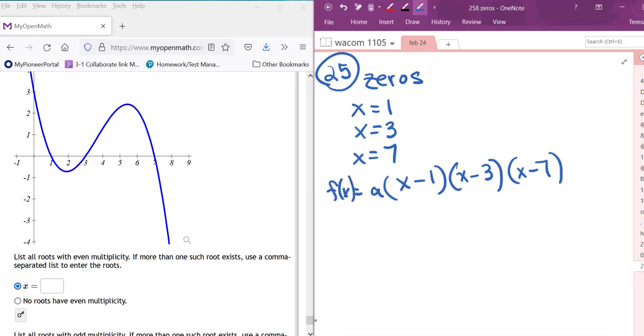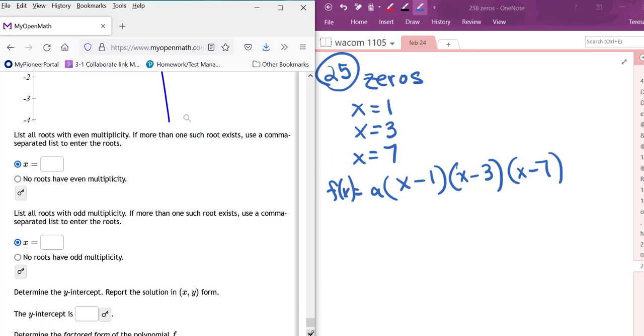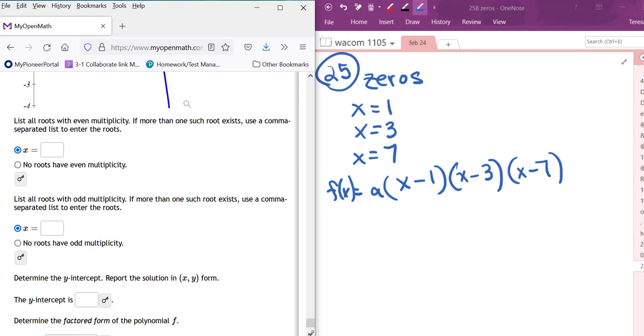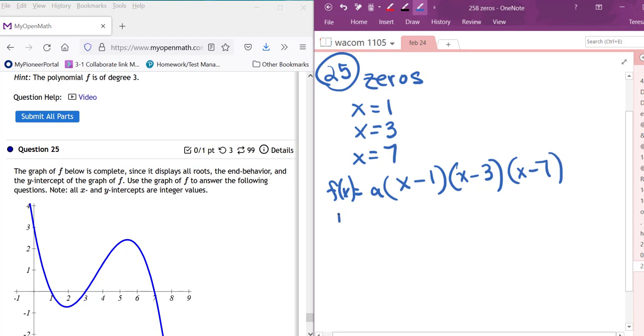All right, and so when you answer these, you have to just watch when you read it. Even multiplicity, none of these have even multiplicity. They all occur one time, so you're going to say no on that one. They all have odd, so you would answer 1, 3, and 7 here with commas in between. The y-intercept, I'm going to have to go back to the graph, and then they want factored form. The y-intercept looks like 3, and the x is 0.